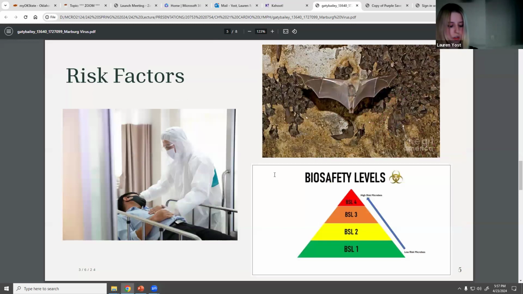So here are the risk factors. The risk of exposure for MVD includes coming into contact with someone who is infected with this disease or a primate that is infected. The highest risk includes family members or hospital staff that have cared for individuals infected with the disease that have not been disinfected properly. People are also at risk if they come into contact with the main carrier of MVD, the Egyptian rosette bat, if entering a cave or mine inhabited by the bats.